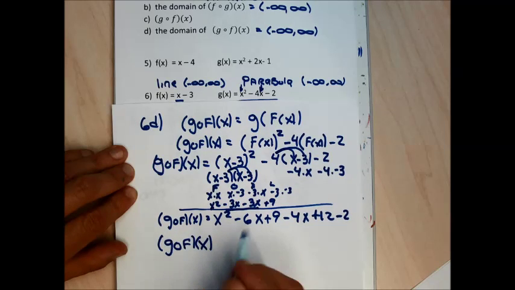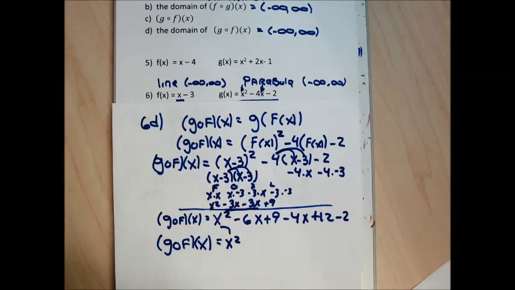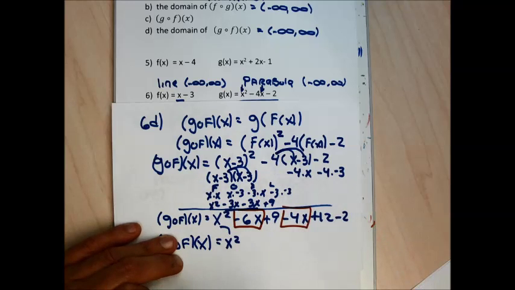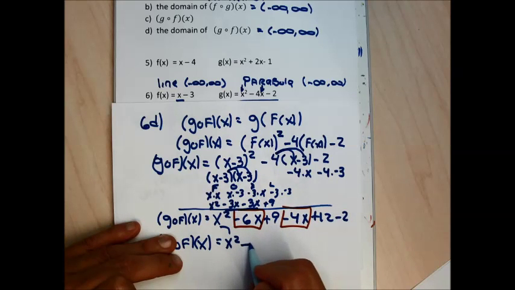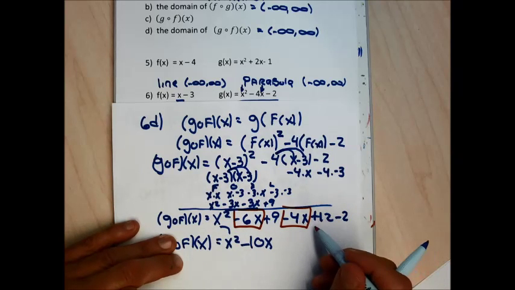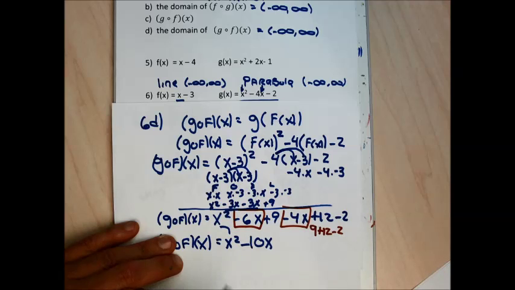That's the answer to 6D. I'm going to bring down the x squared. I'm going to combine the minus 6x and minus 4x. Because the numbers in front of the x's are both negative, I'm going to keep those numbers negative. And then the last numbers, 9, 12, and minus 2, I'm going to combine.